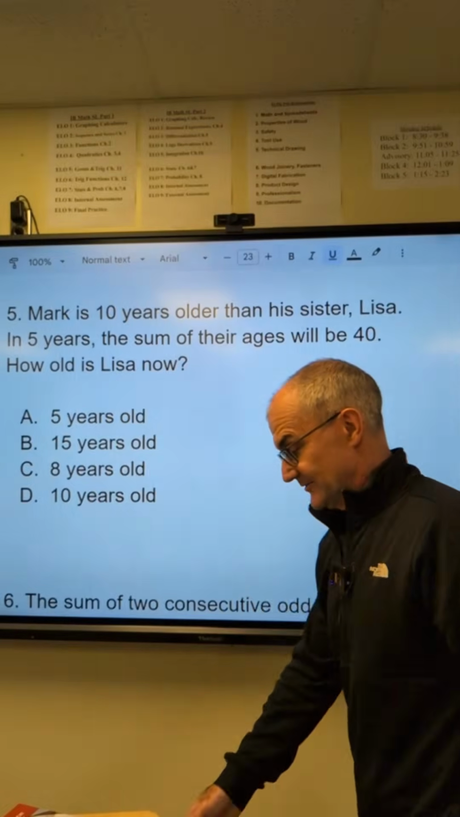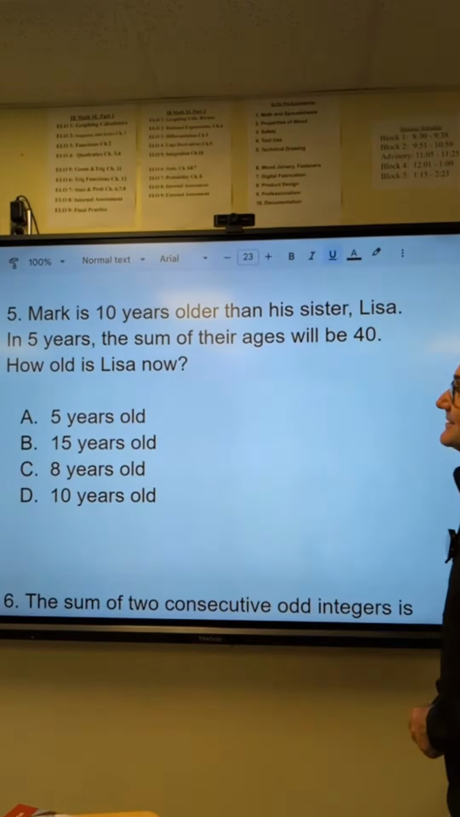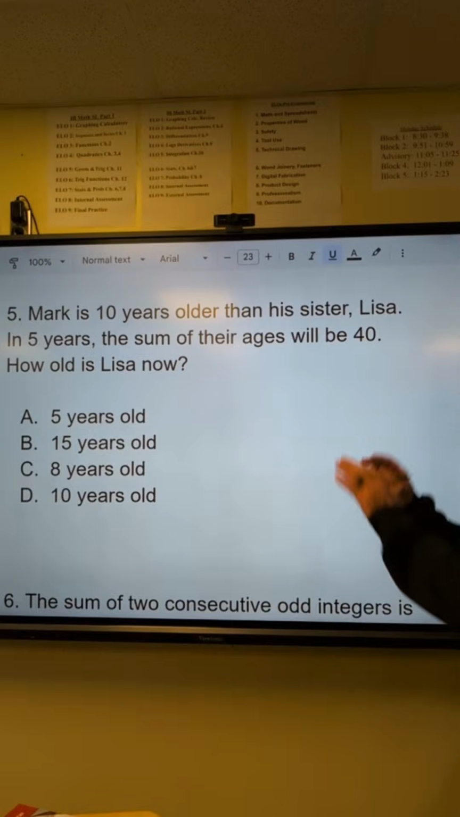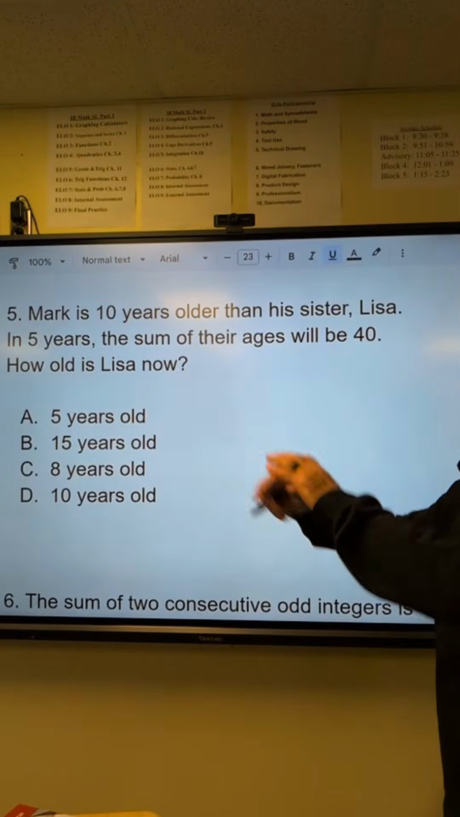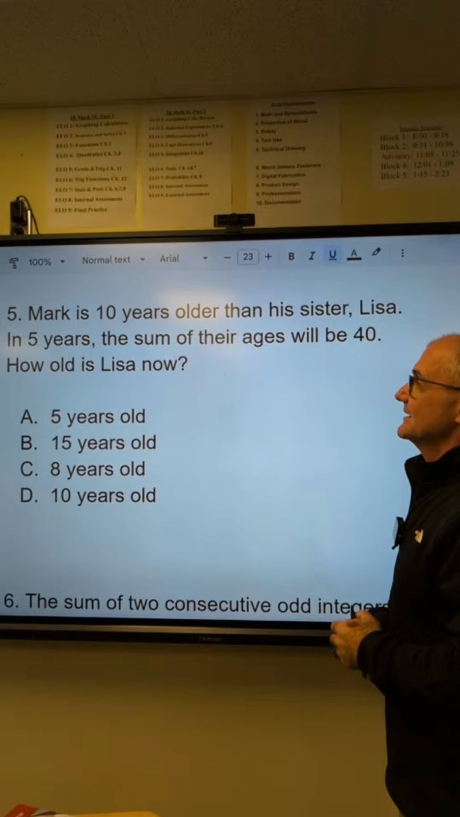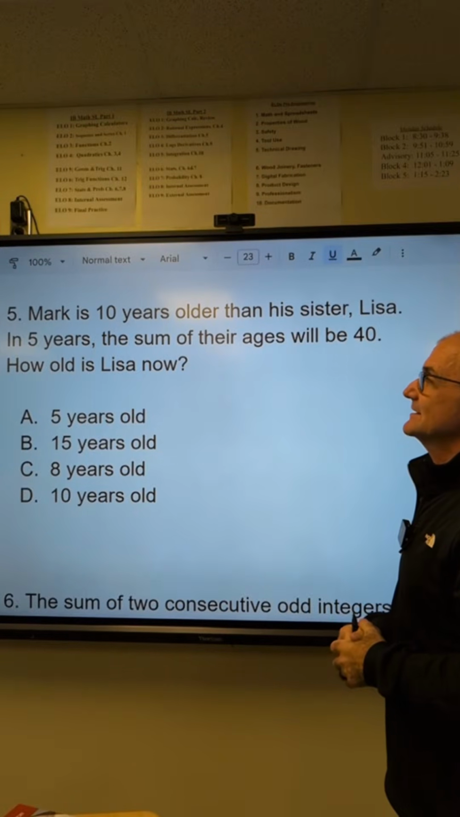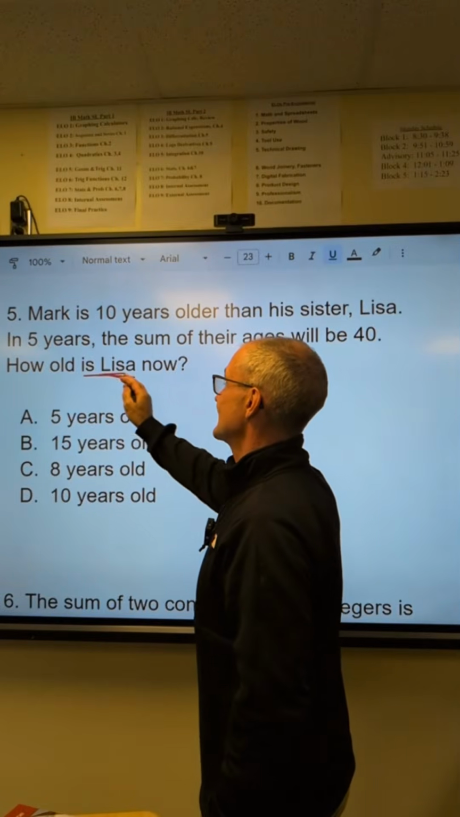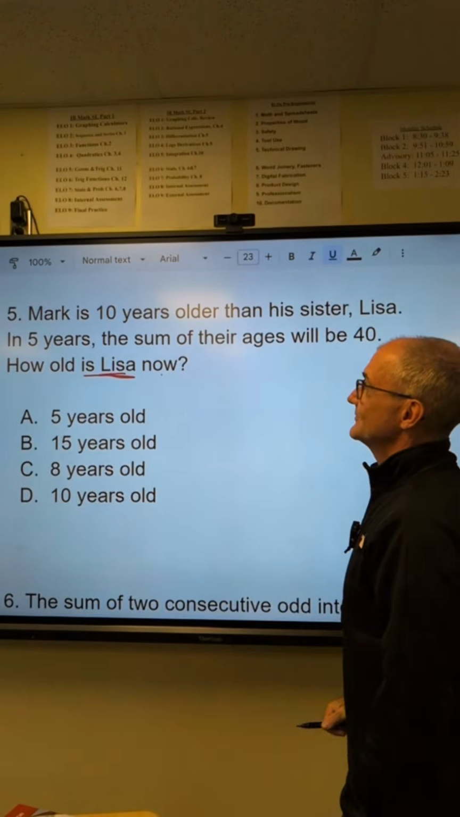Okay, hopefully you had a minute to do this problem here. This is a pretty hard problem. Maybe, I don't know, you need a little bit longer time than that. I'm going to break this sentence down. I'm going to try and create an equation out of it, and then see if I can solve that equation and make sure I am answering what I was asked to answer. So we're looking for how old Lisa is now.